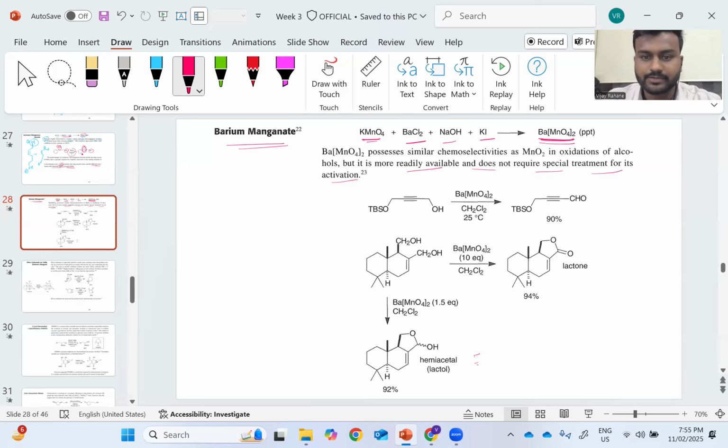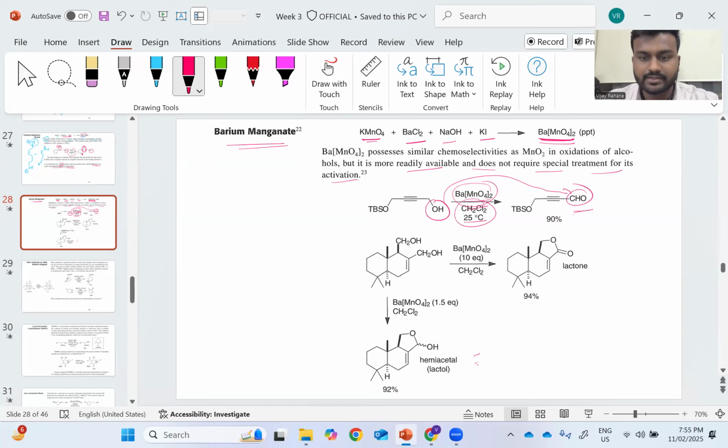And you can see the utility of this one. Alcohol can be converted into the aldehyde in the presence of this barium manganate reagent at room temperature. You can see the temperature also, because when you are performing a reaction in the lab, we need to consider all factors like solvent and temperature. So at room temperature, this alcohol can be converted into the aldehyde.